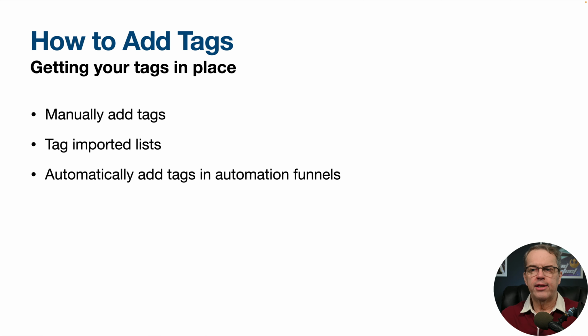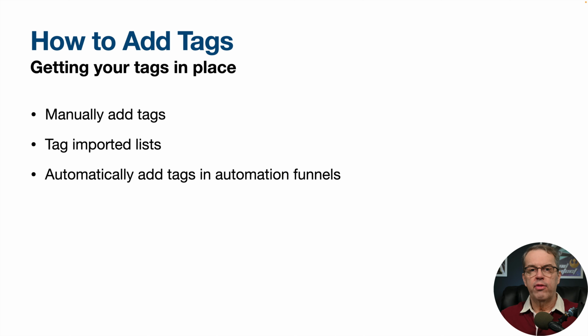You can automatically add tags in automation funnels. So we talked about the status tags. You can automatically add a status tag based upon how far they've gotten. You can also automatically remove tags that way based upon some trigger decision. Automations can have like if-then kind of things or yes-no kind of decisions. You may want to change tags based upon what they do or what happens.